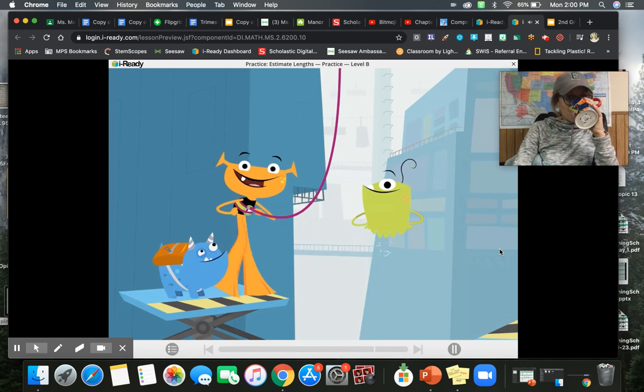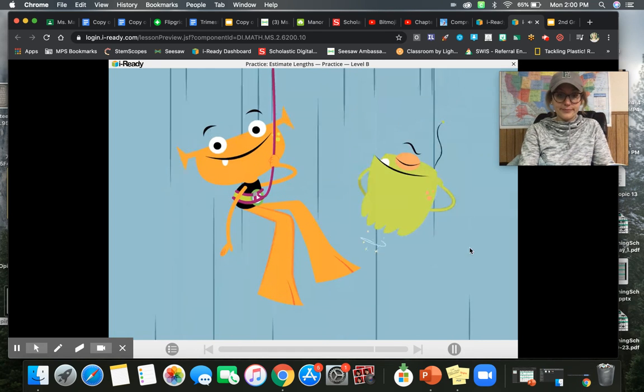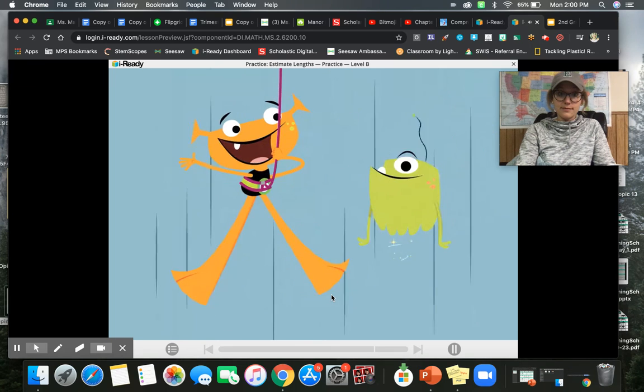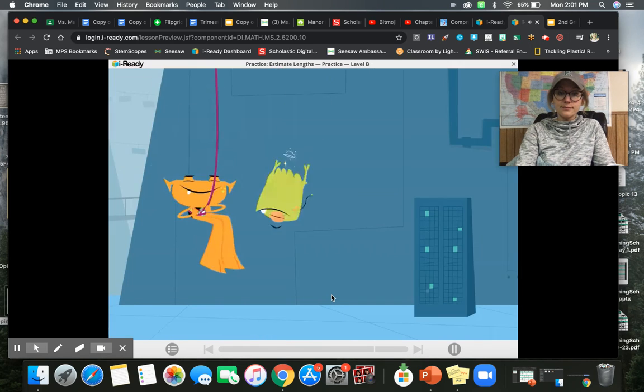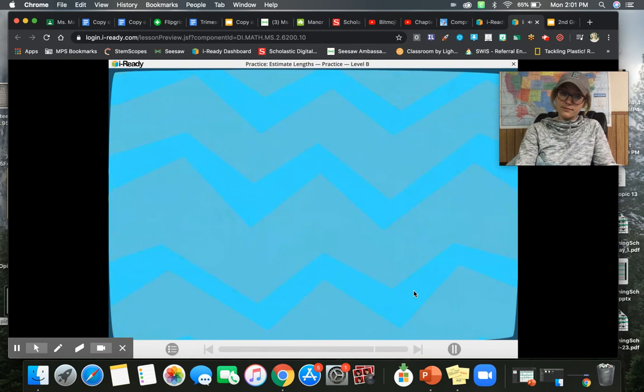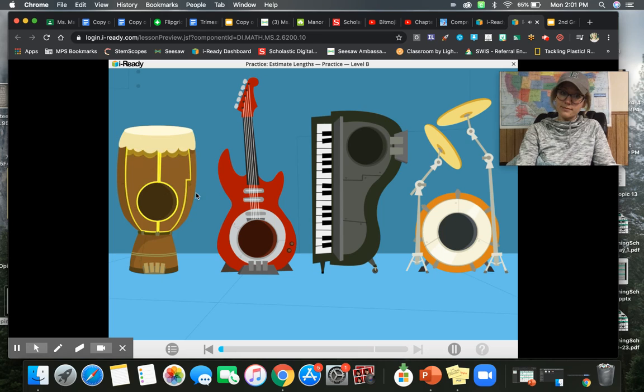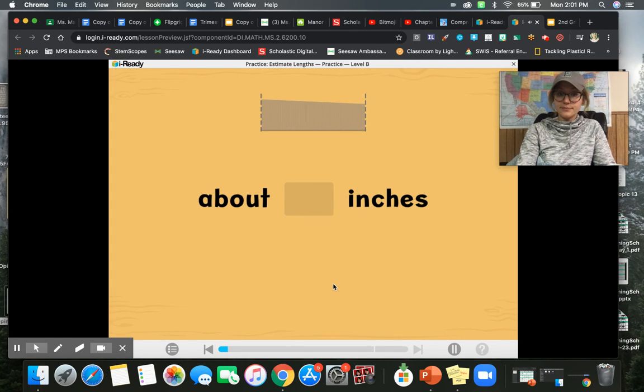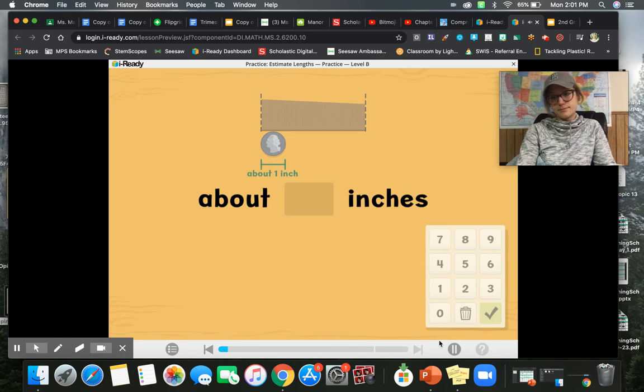Hi again. Are you ready to practice some more math skills? We'll unlock different doors on our quest to the quiz. Let's go. It's time to practice estimating the lengths of objects. Ooh, look! Use this to unlock the door. Let's estimate the length of this piece of cardboard. We know this quarter is about 1 inch long. About how many inches long do you think this cardboard is?